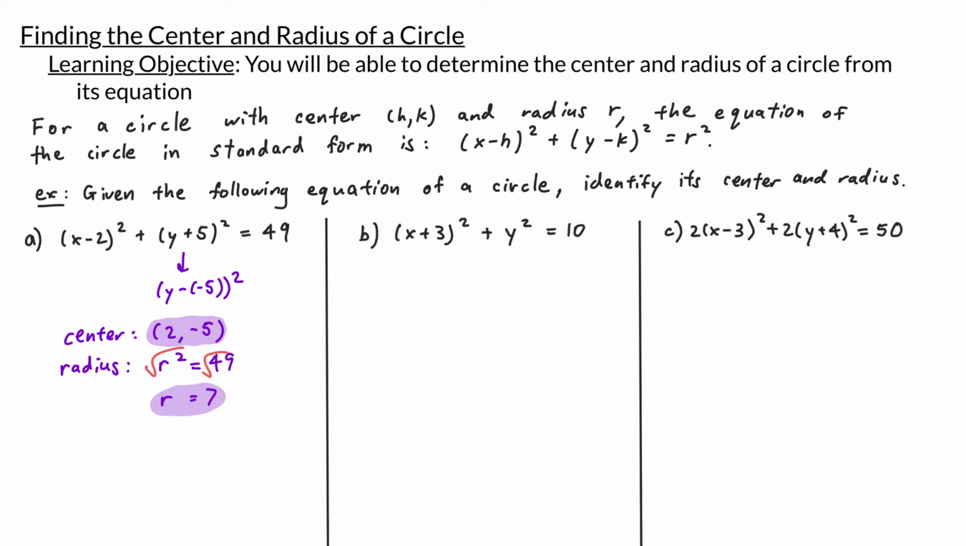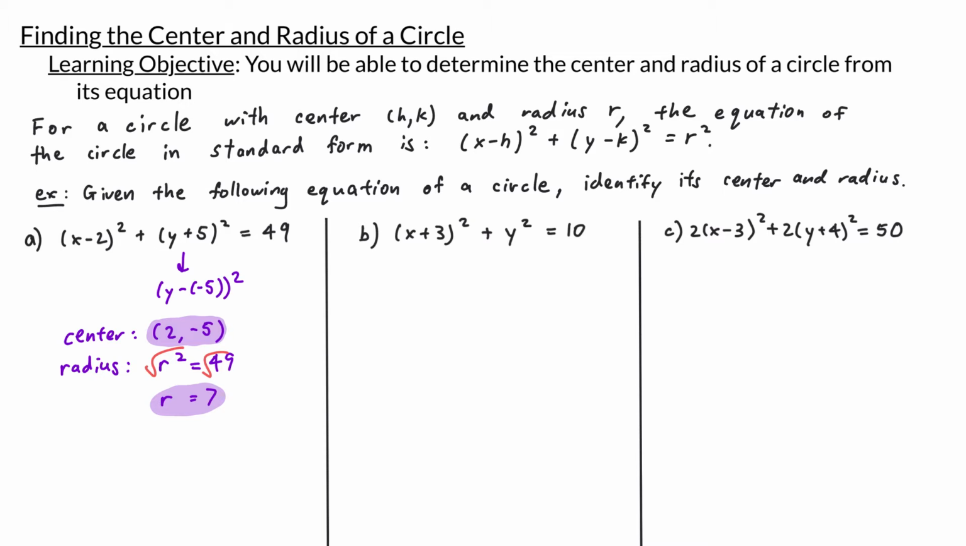Let's now look at example B. Here we have the equation x plus 3 squared plus y squared equals 10. Once again, the equation of this circle is given in standard form, so it'll be easy to find the center and radius. As we've mentioned in the previous example, if you want to find the center of the circle, you just take the numbers that are with your x and y and you flip the sign. Here we have a positive 3 with our x, so if we flip the sign, we see that the x-coordinate for our center is negative 3.